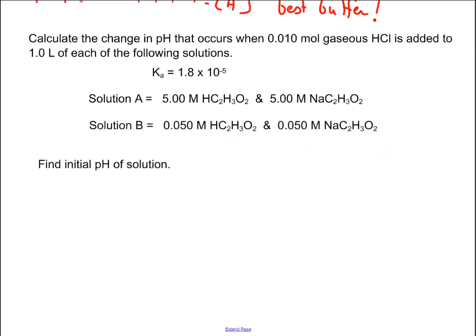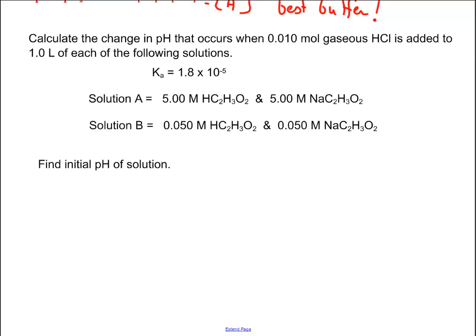All right, let's take a look at this problem. We're trying to figure out the change in pH when I add 0.01 moles of gaseous hydrogen chloride to 1 liter solutions. I have a solution of acetic acid and sodium acetate, solution A, and a solution of the same thing, but 0.05 molar for solution B. Solution A, they're both 5 molar. And so I'm supposed to find the pH of the solutions.